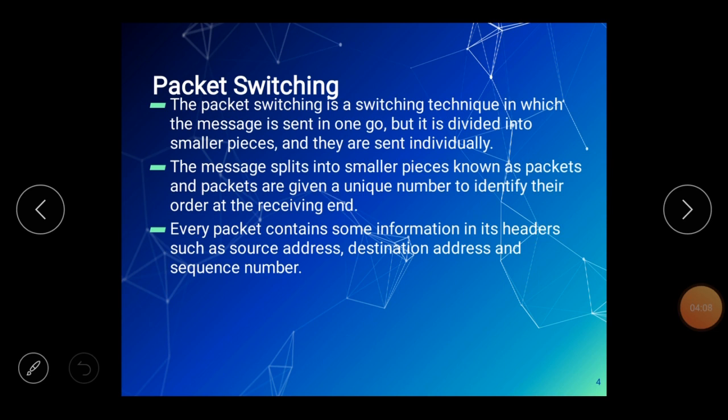Then when you are going through path B, no one else can use that particular path. Only you and your group is using that particular path. No one else can use that way. And once you have reached your destination, the path may be used by someone else. So this is circuit switching.